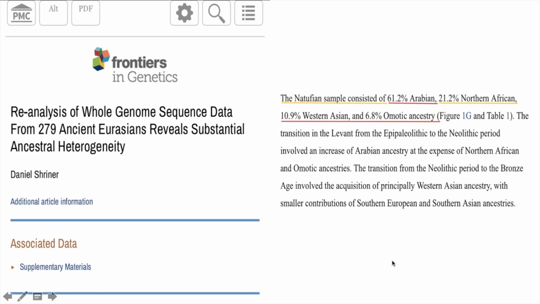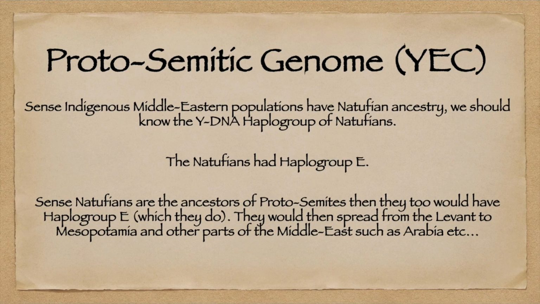So now just to remind you what a Natufian genome consists of, this paper deals with it. The Natufian sample consisted of 61.2% Arabian, 21.2% North African, 10.9% Western Asian, and 6.8% Omotic ancestry. So that's the genetic makeup of a Natufian from an autosomal perspective.